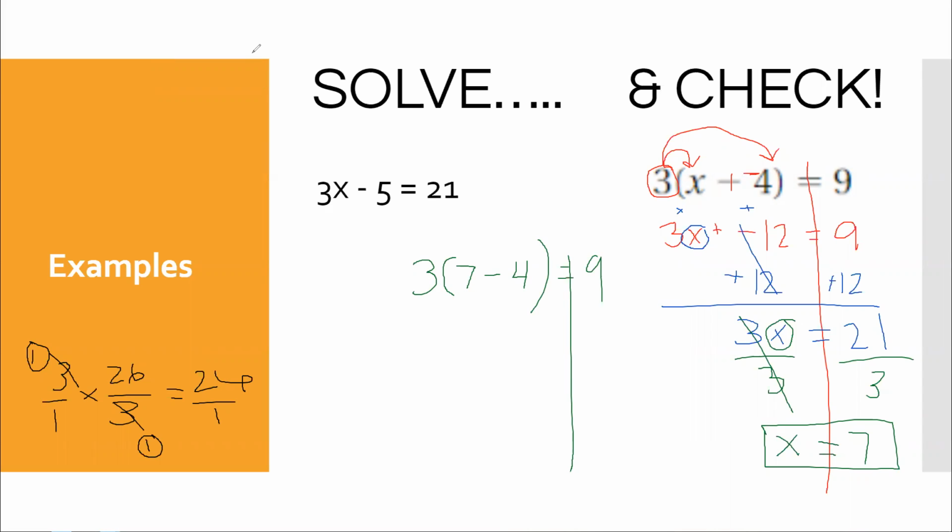So I'm going to take 7 minus 4 first. Well, 7 minus 4 is 3. I'm going to keep that in my parentheses, and then I'm going to jot down the rest of the problem that I didn't do anything to. Now this says 3 times 3. Well, 3 times 3 is 9. Gonna rewrite that right side, and it says 9 equals 9, which is a true statement. 9 does equal 9, so I know that my solution is correct.